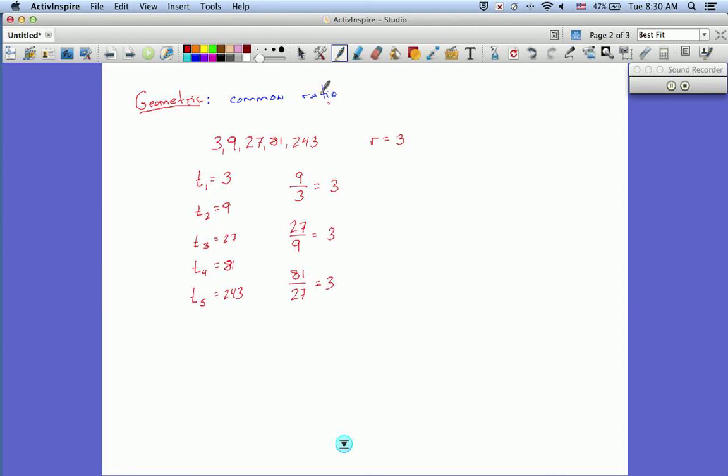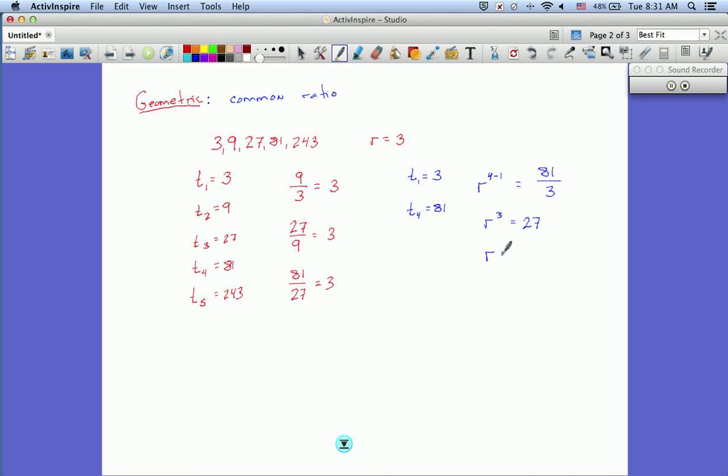Now again, what if that guy's being tricky and they didn't give you consecutive terms? Maybe they gave you the first term and the fourth term. Well, we're still smart enough. We know that the ratio occurred 3 times from the first to the fourth, and that the total ratio from the first to the fourth term is 27.